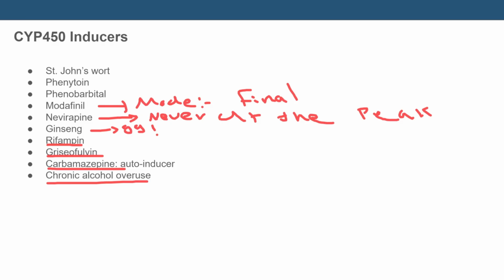And chronic alcohol overuse is also going to be a CYP450 inducer, whereas acute alcohol overuse is going to be an inhibitor, because chronic, that's like making the liver get used to alcohol, so it's going to be an inducer, not an inhibitor.